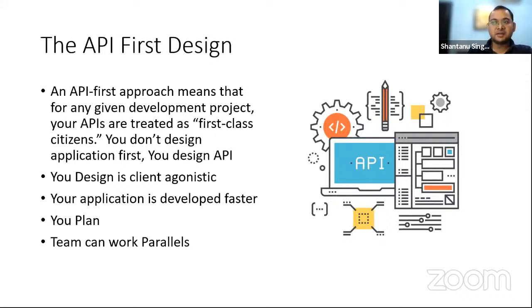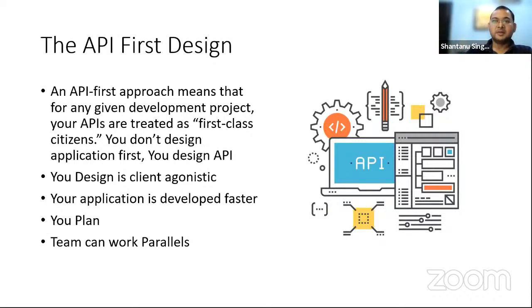It's your responsibility that you don't write any code which is not API native. You don't mix what we call the presentation layer into the API. That's something you should not be doing at all. And the value you get out of it is that your application is developed faster, because people can work on certain parts of the API. You can plan better because you already know what you are going to develop, right?